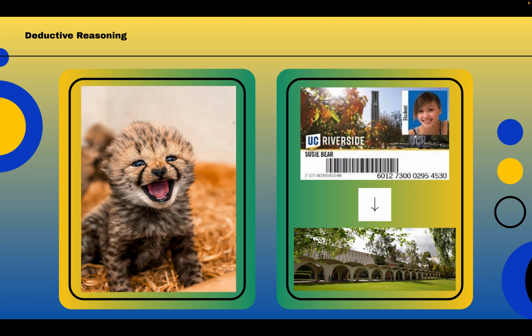All mammals have a backbone. A cheetah is a mammal. Therefore, a cheetah has a backbone. Simple, right? The conclusion is logically certain as long as the premises are true.